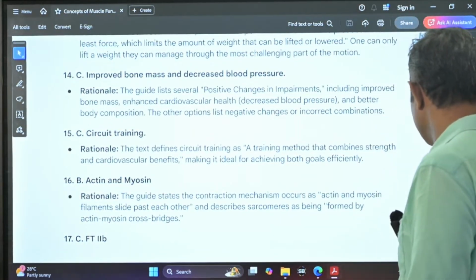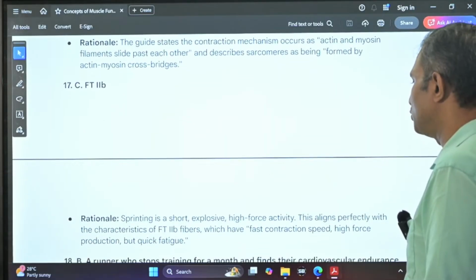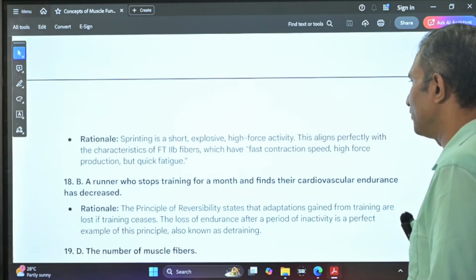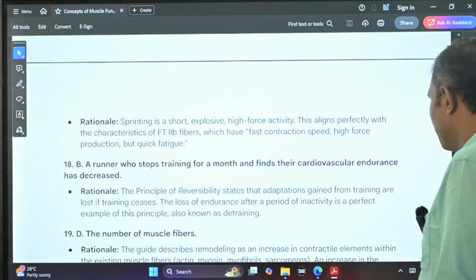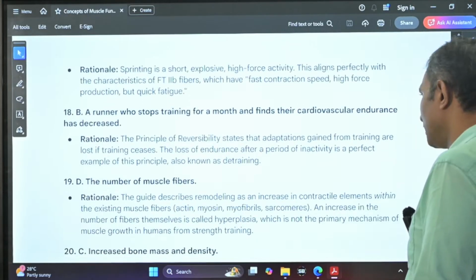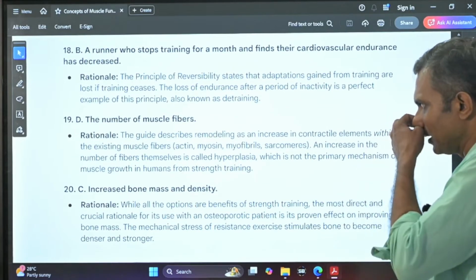16, choice is B, actin myosin. 17, C, fast twitch 2B, high explosive, high force. 18, B, principle of reversibility. 19, number of muscle fibers.